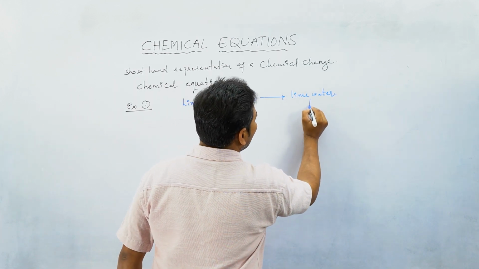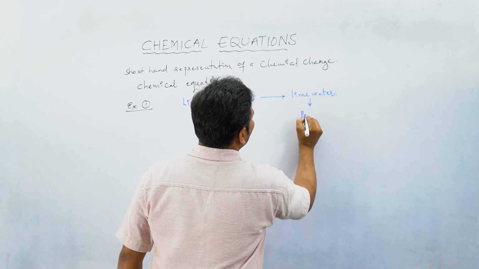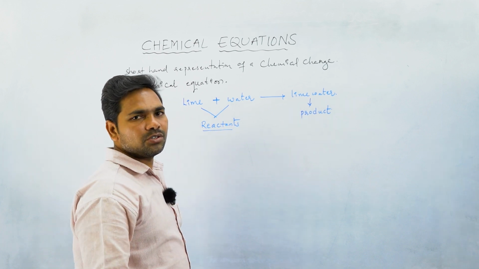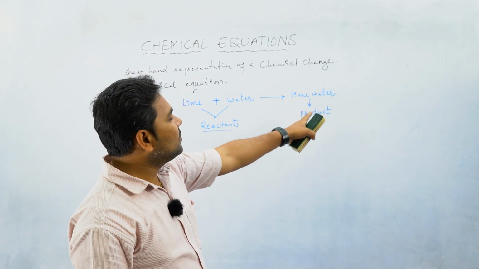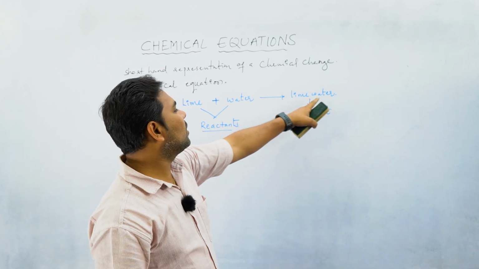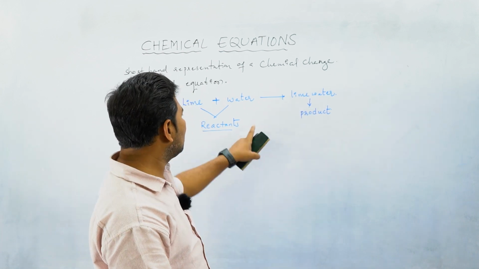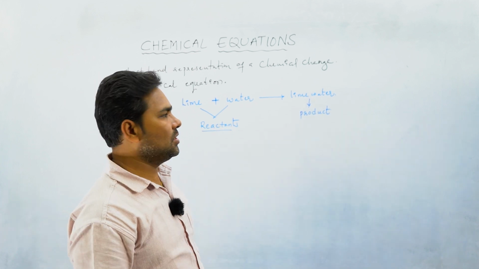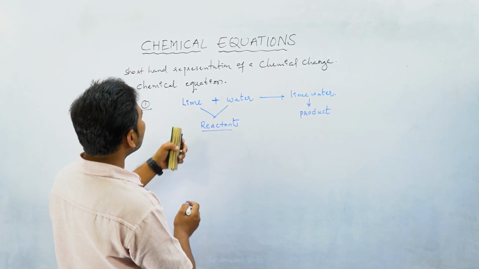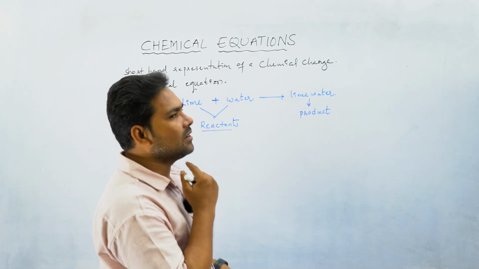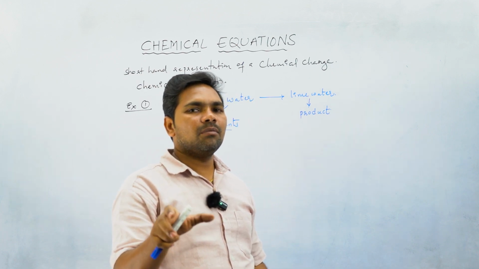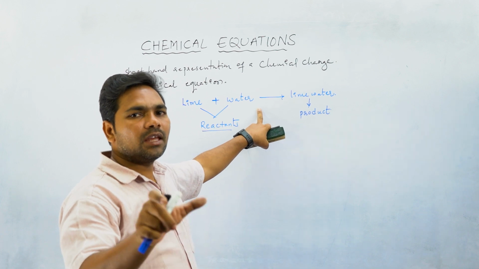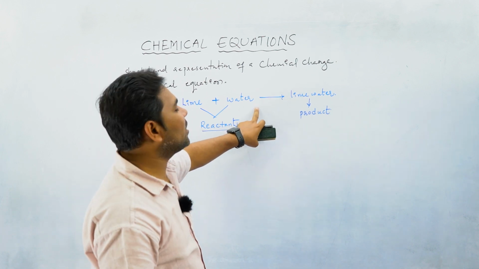Then this is the new substance formed. It's called a product. If products are also two or more, we can write them using a separating plus sign, like lime water plus something else if anything is released. In this case, lime water is the only product in this change. So instead of words, I have written a chemical equation. Whatever lime reacted with water, that chemical change is represented in a shorthand way.